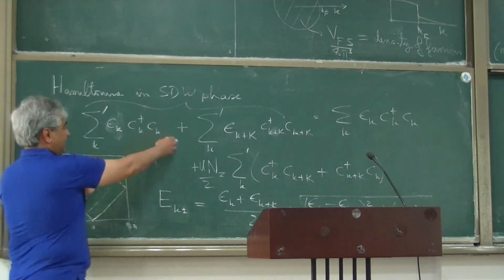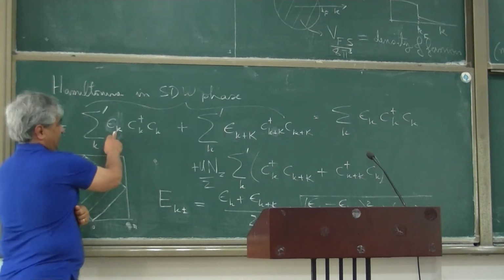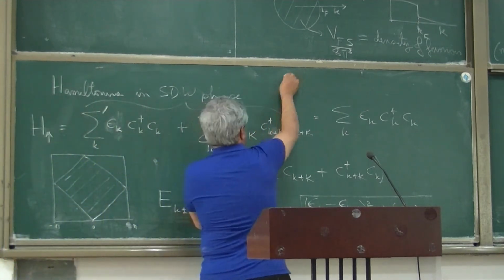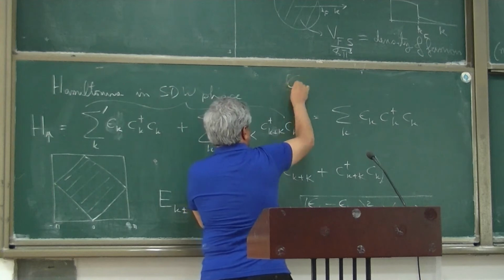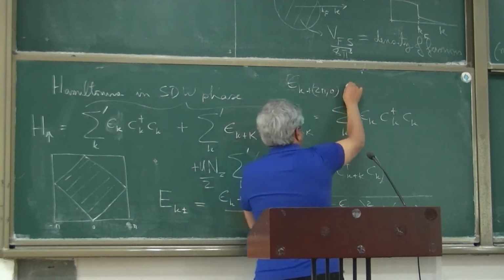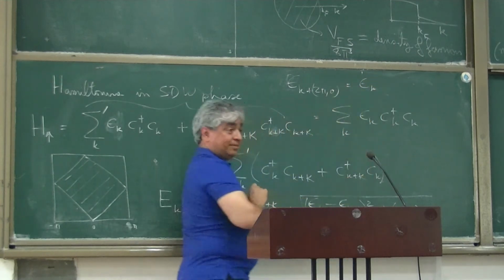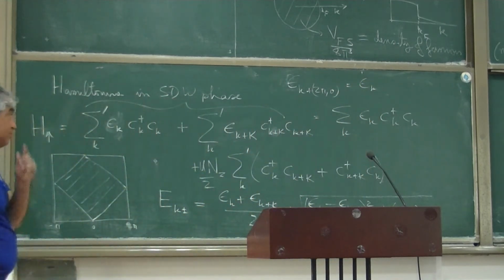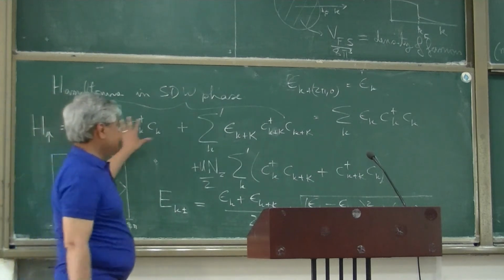Of course, you have to take that epsilon k is periodic. So I'm using the fact that epsilon k plus 2 pi, 0 is equal to epsilon k. That's always true. I need that. And once you use that, then this is just the same.